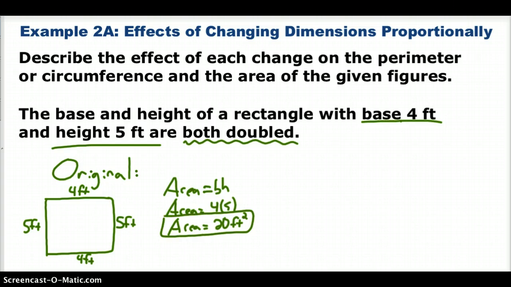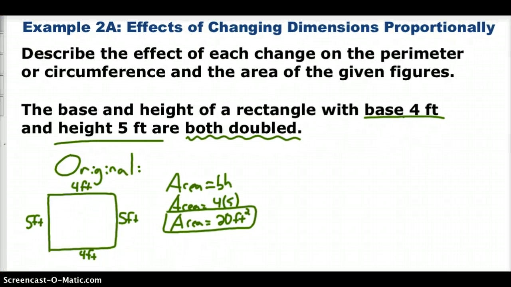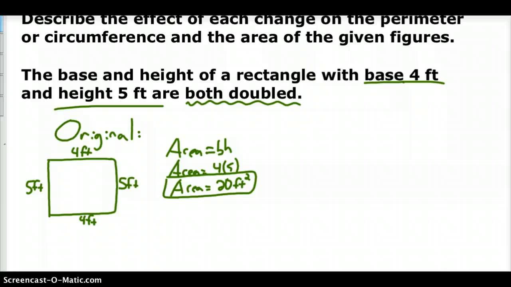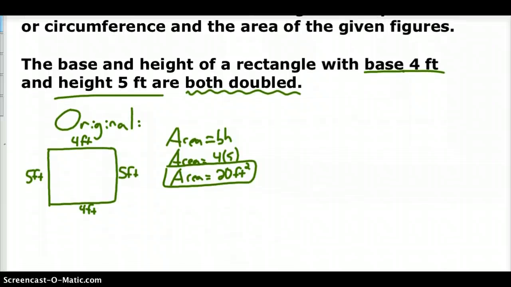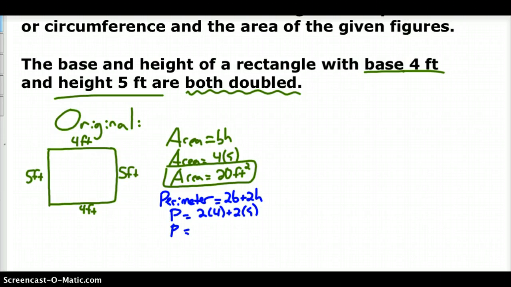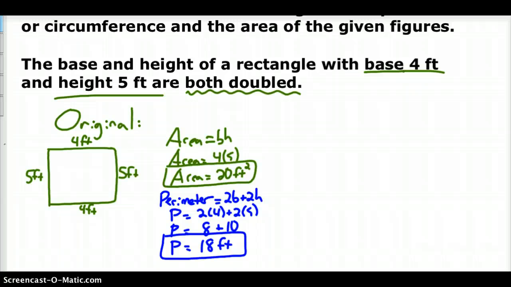Now let's take a look at the perimeter. The perimeter of this particular figure is going to be equal to 2 times the base plus 2 times the height. So the perimeter will be equal to 2 times 4 plus 2 times 5, which, using the order of operations, gives me 8 plus 10. So we find that the perimeter of this original figure is going to be 18 feet. Great, that's definitely a good start as to what we're working with.